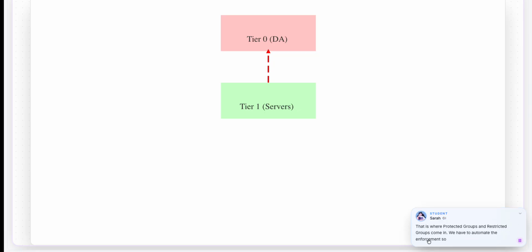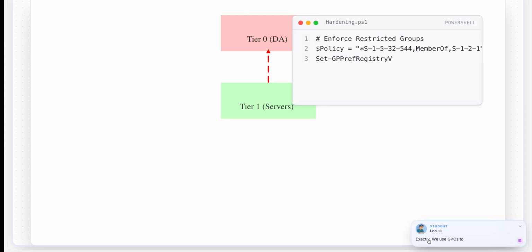That is where protected groups and restricted groups come in. We have to automate the enforcement so the human error of a downward login is physically blocked by the system. Exactly. We use GPOs to snap those ties. It turns a manual policy into a hard system limit.